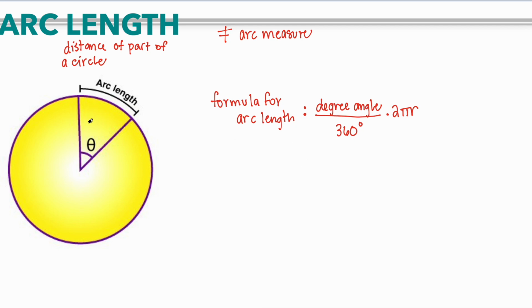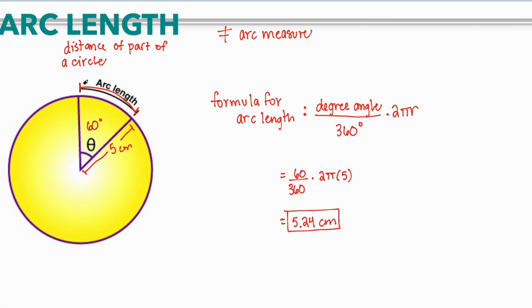So for example, if my angle measure is 60 degrees and my radius is 5 centimeters, therefore, if I want to know the distance of this arc length, I'm going to take 60 degrees divided by 360, and I'm going to multiply that answer times 2 times pi times 5. So I will get 5.24 centimeters.